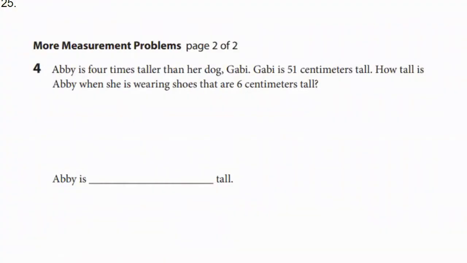All right, so here we are. We have Abby is 4 times taller than her dog Gabby. Gabby is 51 centimeters tall. How tall is Abby when she is wearing shoes that are 6 centimeters tall?